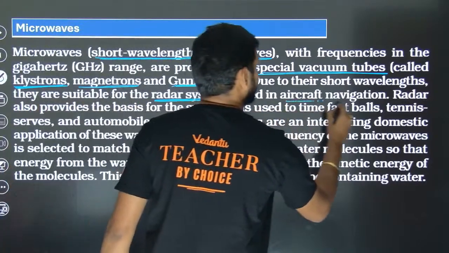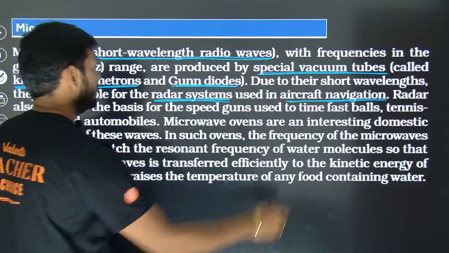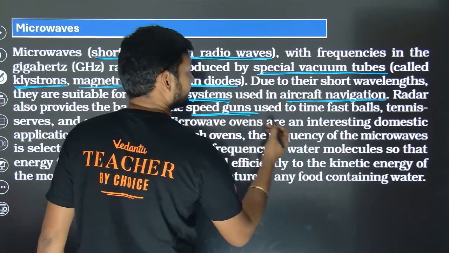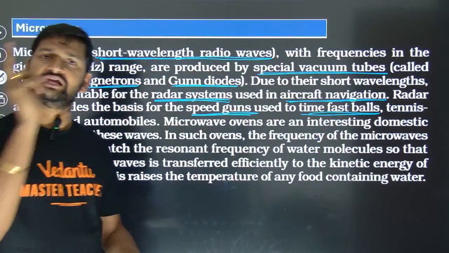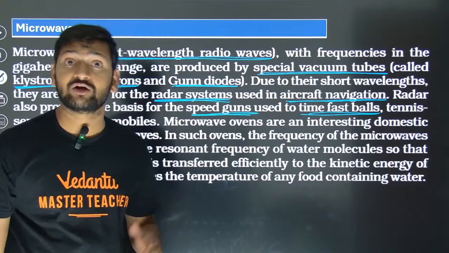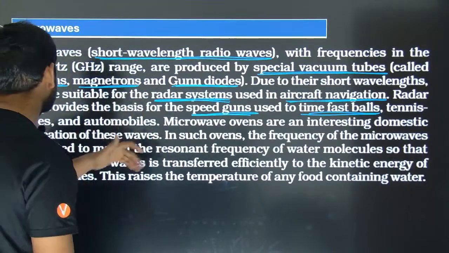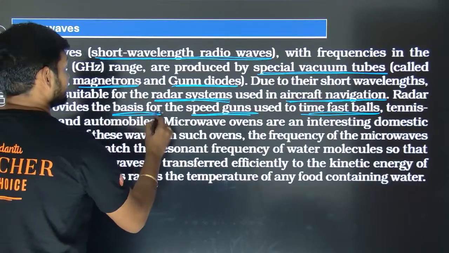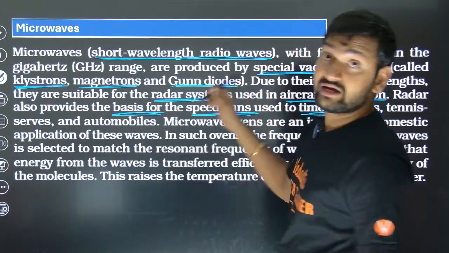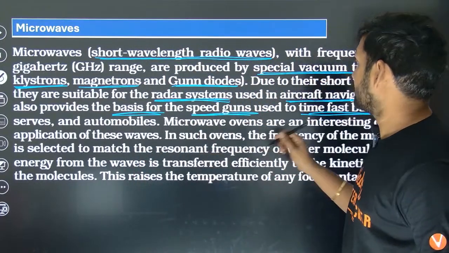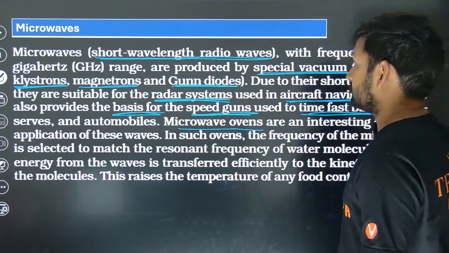Used in aircraft navigation. Yes, so speed guns. In cricket, right? They say, okay, this has been delivered at 150 kilometers per hour and all that stuff. So how are they measuring? With the help of speed guns, and the basis has been taken from radar, and in radar we have microwaves. Okay.